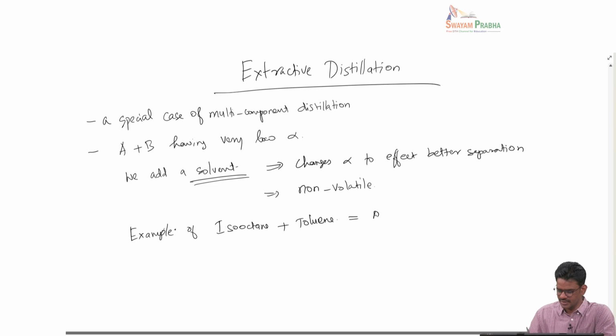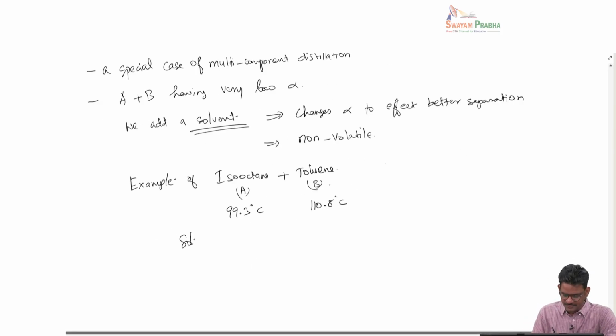Okay, this is an A plus B binary mixture. This is A, this is B. I think the boiling point is 110.8 degrees Celsius for toluene and 99.3 for isooctane. Here the solvent is phenol.